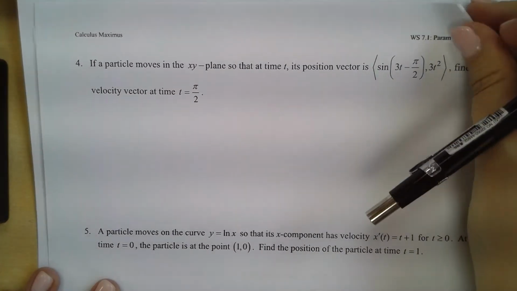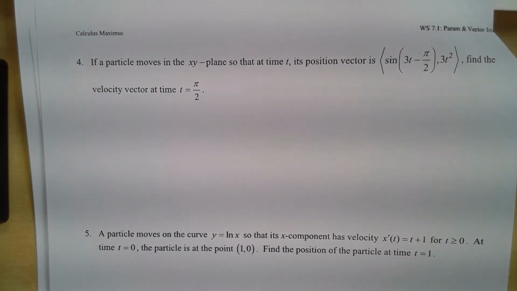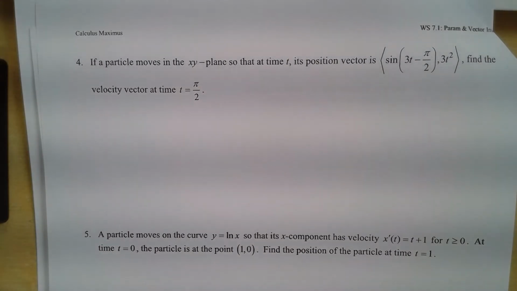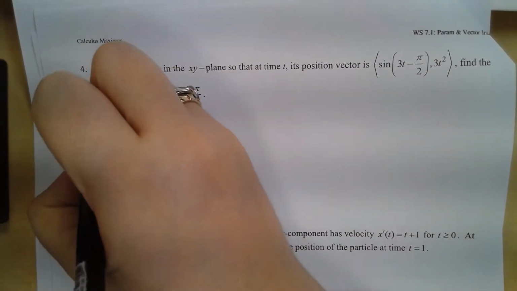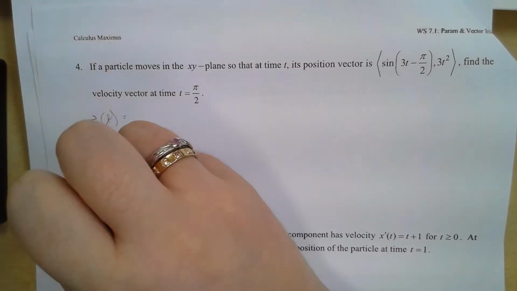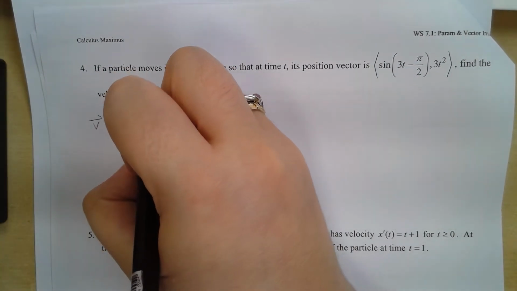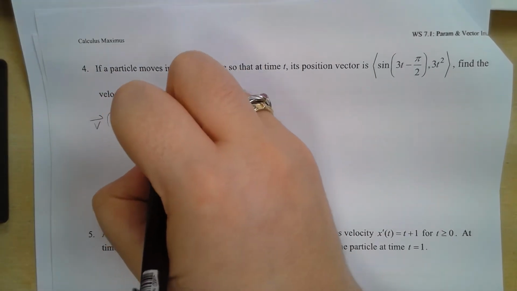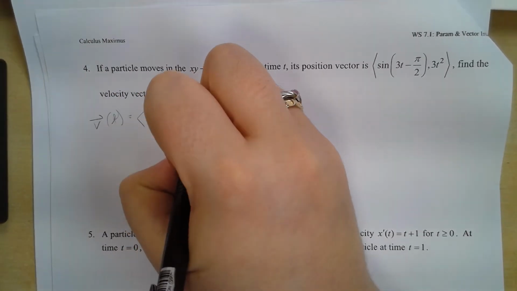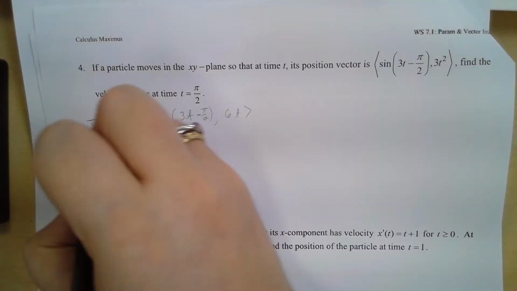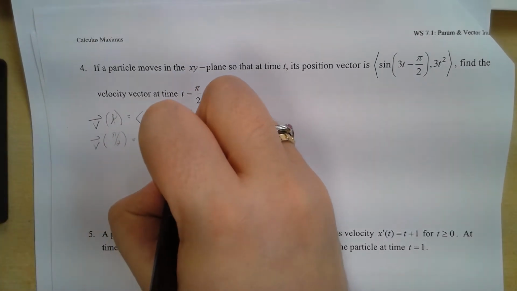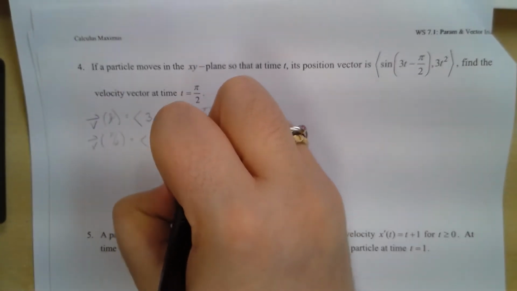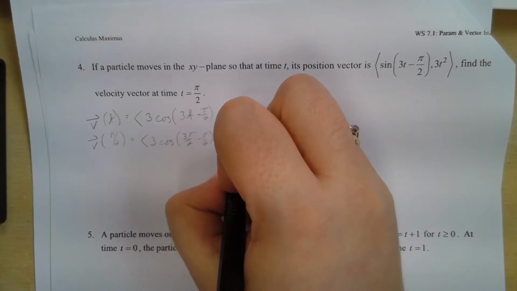If a particle moves in the xy plane so that at time t, its position vector is sine of 3t minus pi, 3t squared, find the velocity vector at time t equals pi over 2. This is pretty similar. So our velocity of t is going to be equal to 3, because that's the derivative of what's inside, times the cosine of 3t minus pi over 2, and then 6t. And if we find v at pi over 2, we get 3 cosine of 3 pi over 2 minus pi over 2, then 6 times pi over 2.